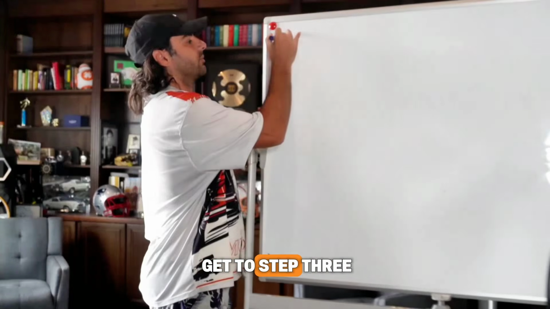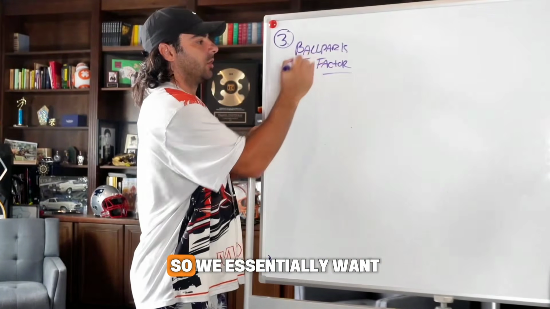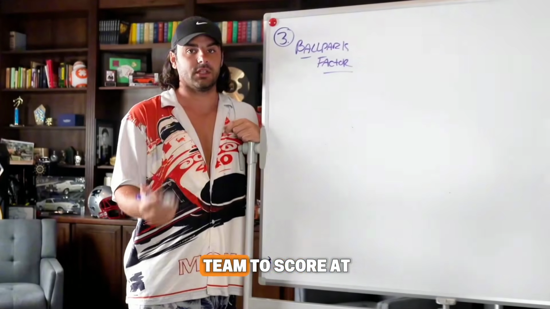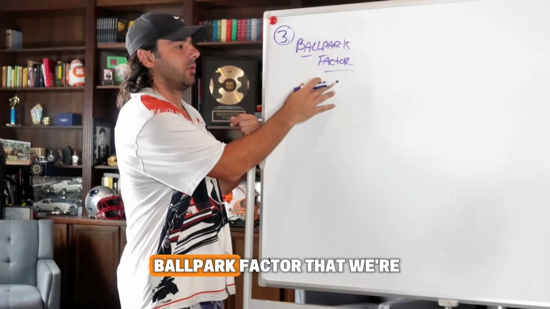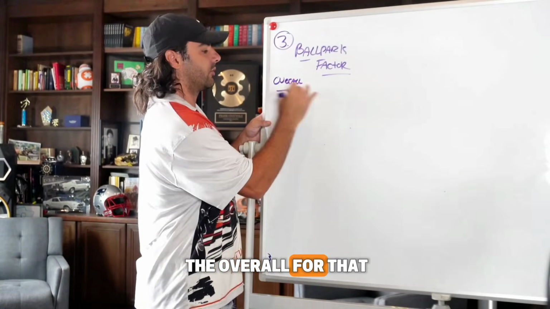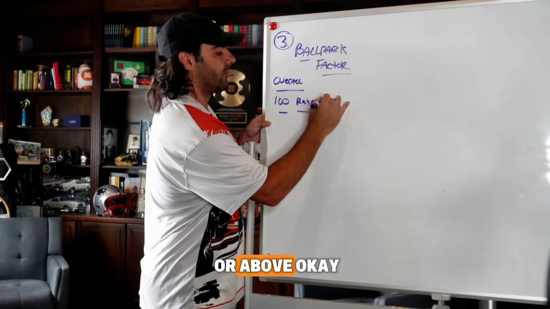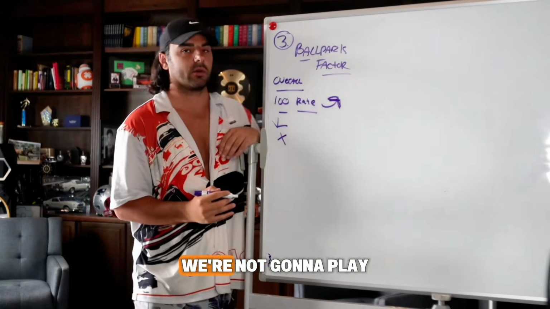Now let's go ahead and get to step 3. Step 3 is going to be the ballpark factor. So we essentially want to be in a ballpark that's hitter friendly because we want the team to score at least 2 runs. So we need to find the ballpark factor that we're playing in and make sure that the overall rating for that ballpark is 100 or above, okay? Anything below that is going to be a no-go. We're not going to play in there.